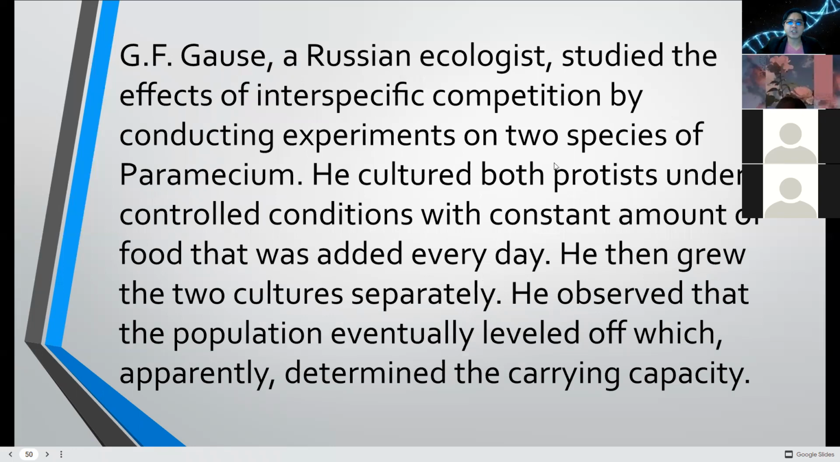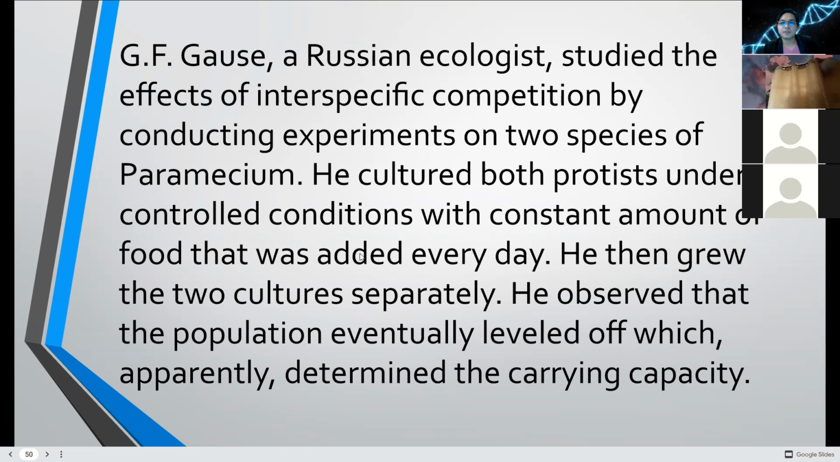J.F. Gause, a Russian ecologist, studied the effects of interspecific competition by conducting experiments on 2 species of paramecium. Okay, a paramecium is an animal. Okay, it is a microscopic animal. Okay, he cultured both protists. It is under kingdom Protista. Protists under controlled conditions with a constant amount of food that was added every day.